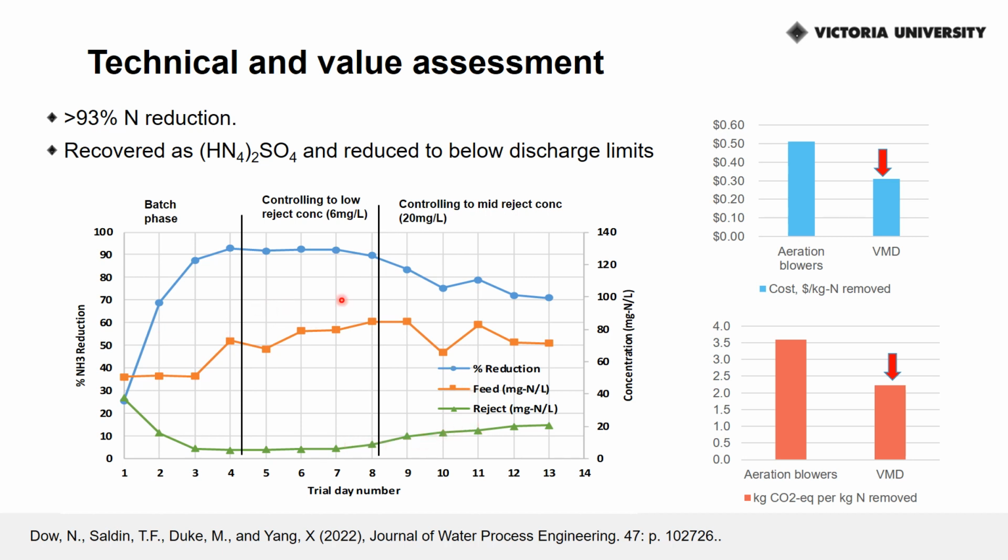We were trying different modes of operation, but the key thing from this pilot trial was to demonstrate how it would compare with the existing means to remove nutrients through the aeration system or the activated sludge system. So we took the cost of the energy for the aeration blowers, which they just upgraded to more efficient systems, at 50 cents per kilogram of nitrogen removed. And when we did the evaluation of the vacuum membrane distillation system, we showed that there's a reduction in the electricity demand and therefore the cost by using this approach. This in turn also had a reduction in the greenhouse gas emissions.